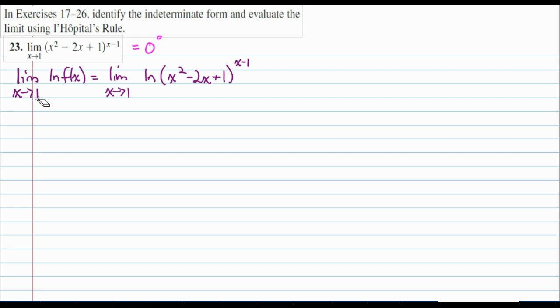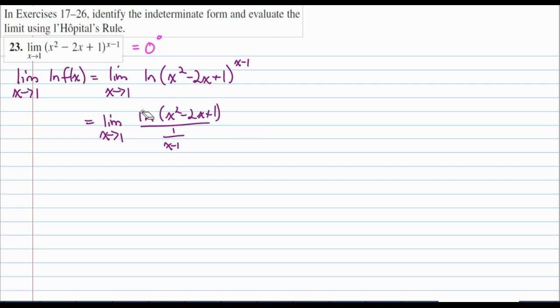So the limit as x approaches 1 of the natural log of our function will equal the limit as x approaches 1 of the natural log of the actual function. So I'm going to drop the x minus 1 down as the coefficient, but remember we don't want it to be a multiplication situation, we want it to be a division situation, so we can use L'Hopital's. So I'm going to just right off the bat write in the denominator 1 over x minus 1, the reciprocal of what that coefficient would have been.